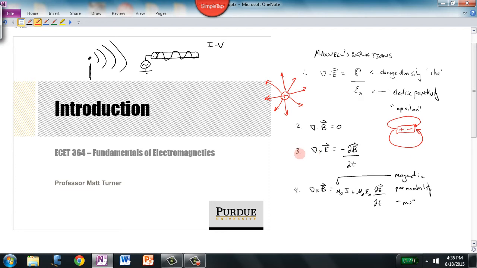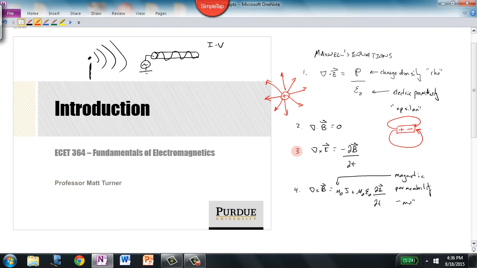Let's move on to Maxwell's third equation. What Maxwell's third equation states in mathematical terms is that the curl of the electric field is equal to the opposite of the partial derivative of the magnetic field with respect to time. That's really a mouthful, so what this is trying to say is that if there's a change in the magnetic field strength as a function of time, it will cause a time variant electric field.